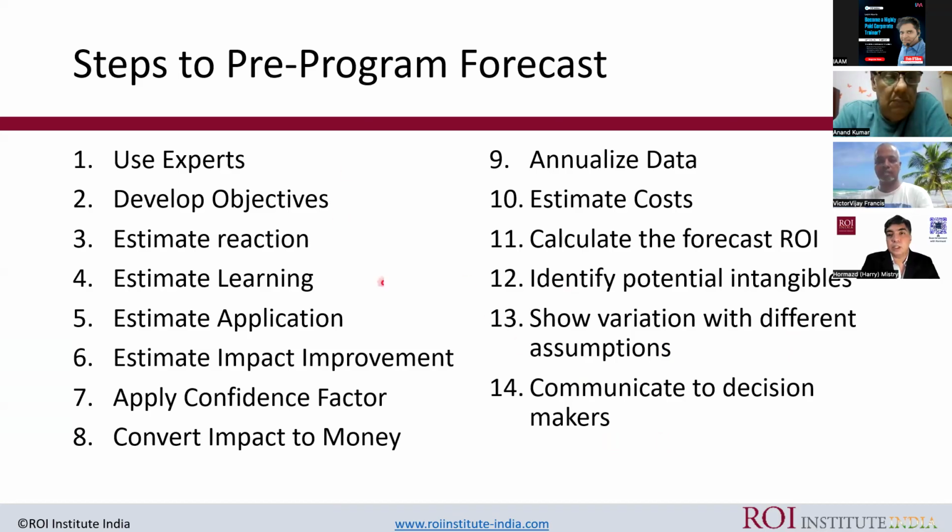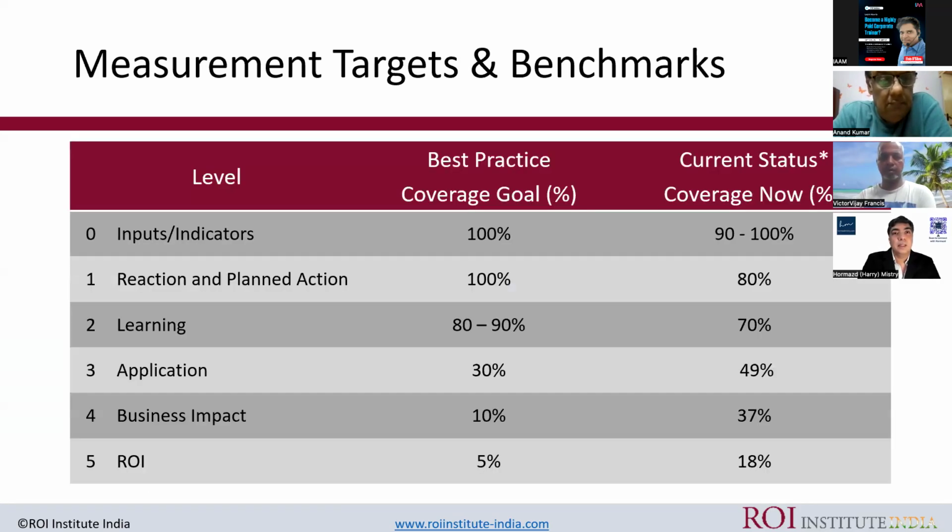Right? These are your steps to your pre-program forecast. Now, measurement targets and benchmarks. For your Level 0, we recommend that you have data for 100% of your programs and projects. For Level 1, we recommend that you have reaction and planned action data for all your programs and projects.